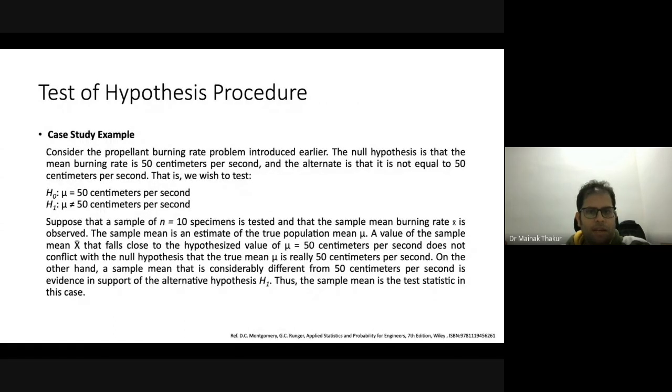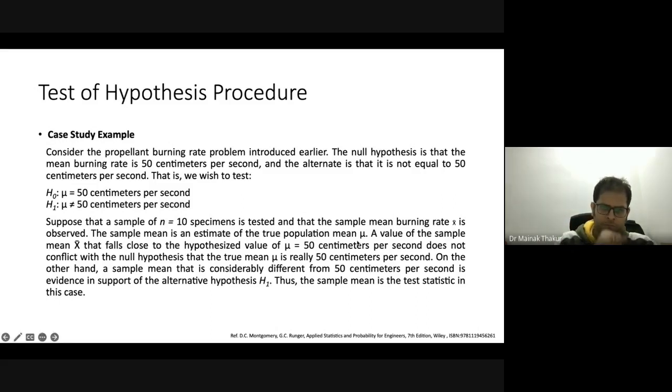Case study example: consider the propellant burning rate problem. The null hypothesis is mu equals 50, against the alternative hypothesis, mu not equal to 50. Now suppose that a sample of n equals 10 specimens is tested. You have tested 10 specimens, and from those 10 samples you calculate the mean burning rate, which is small x bar. Small x bar means the calculated average, the observed value. The sample mean is an estimate of the true population mean mu. The sample mean is actually an unbiased estimator of the true population mean mu.